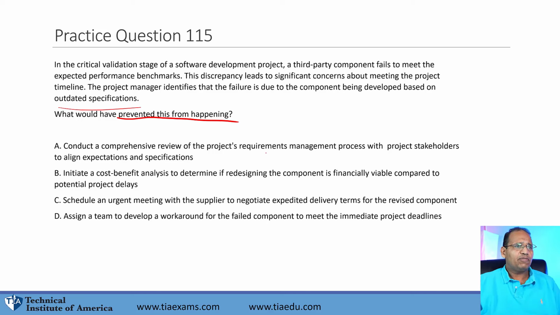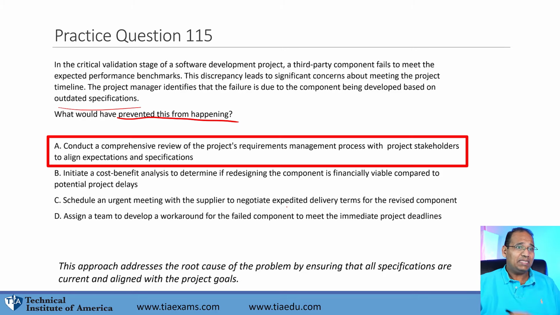A, conduct a comprehensive review of the project requirements and management processes with stakeholders to align expectations and specifications. B, initiate a cost-benefit analysis to determine if redesigning the components is financially viable compared to potential project delays. C, schedule an urgent meeting with the supplier to negotiate expedited delivery terms. D, assign a team to develop a workaround for the failed component. The best answer here is going to be A.